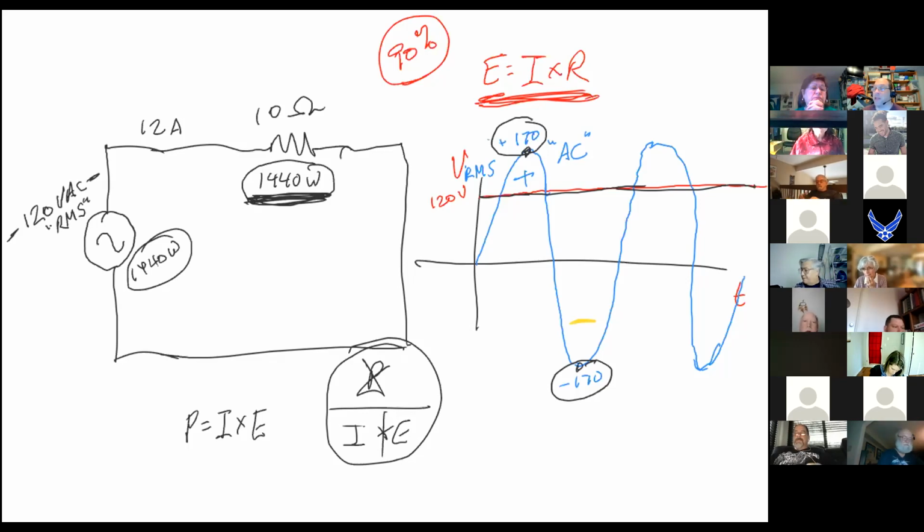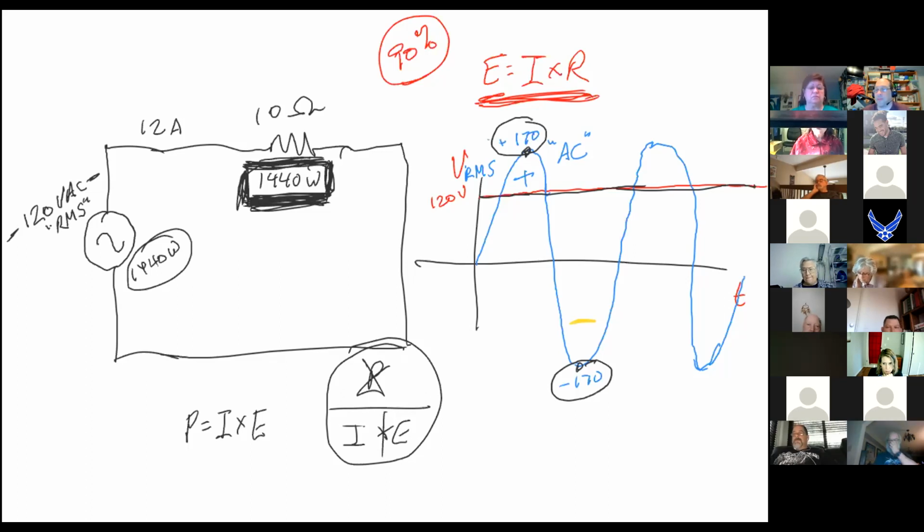The answer is exactly the same. It would be the average power, but we're still basically looking at it over time, and we'd still get 1440 watts. So the cool thing about dealing with RMS AC voltages is that we don't really care about the fact that it goes up and down and up and down. We just care what the average is, and the average is exactly the same. We still get the same average, 1440 watts.